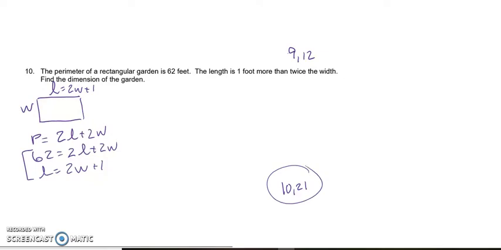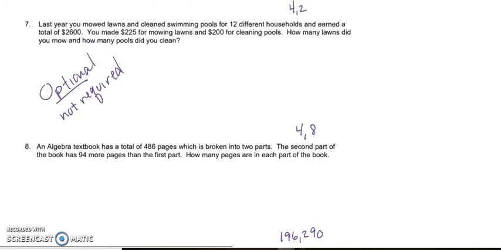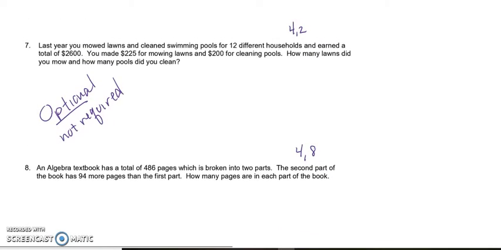All right, good luck. And number 7 is optional. You don't have to do it. Forgot to tell you that.